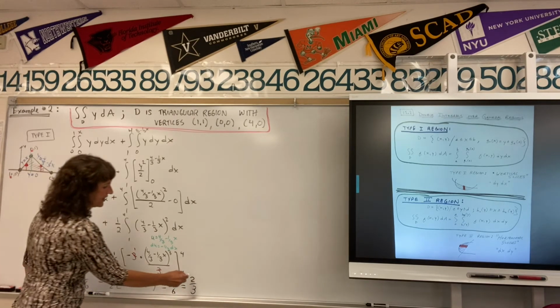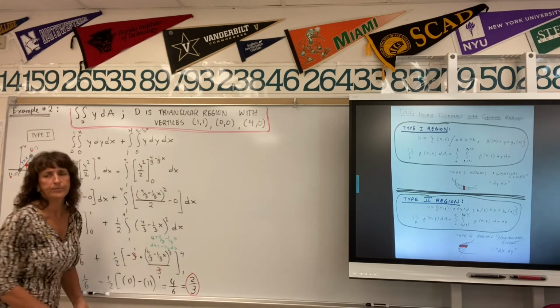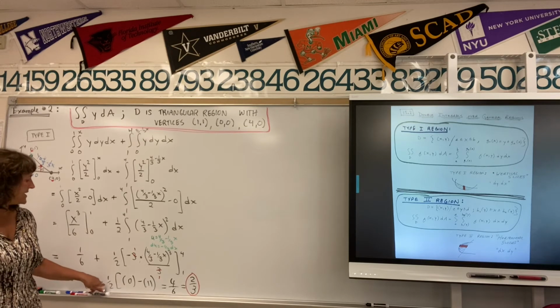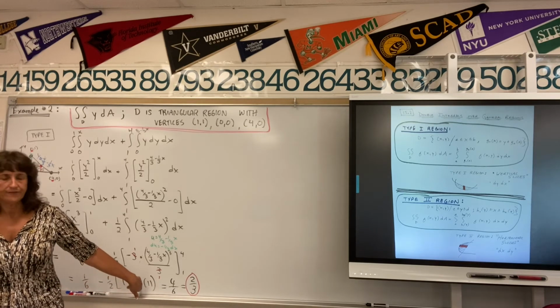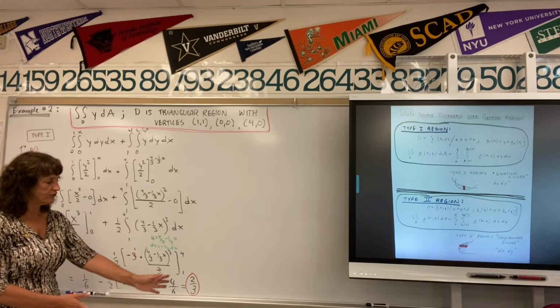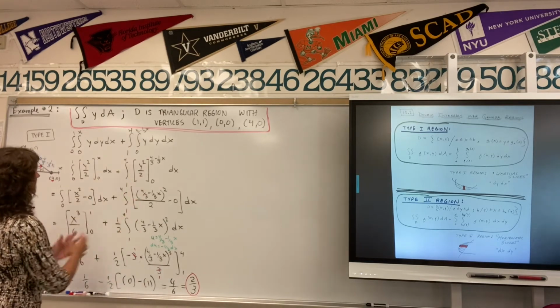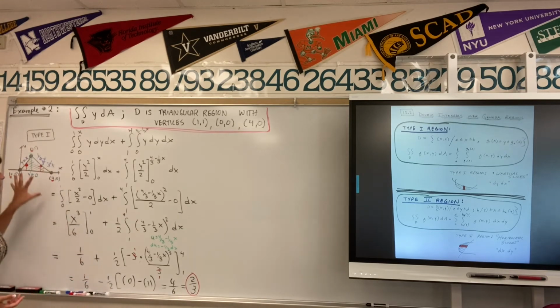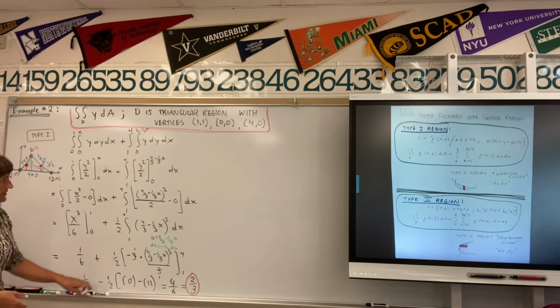Just working the computation here. So 1/6 minus, so -1/2 times a -1 is a +1/2. So 1/2 is 3/6. 3/6 plus 1/6. We have 4/6 for an answer, so 2/3. 2/3 is the answer. Now we had to set up 2 sets of double integrals because of the way this region has worked out. Okay, let's go ahead and take a look at the type 2.